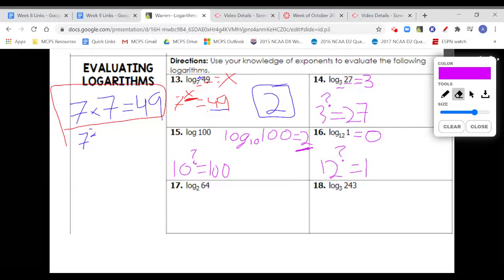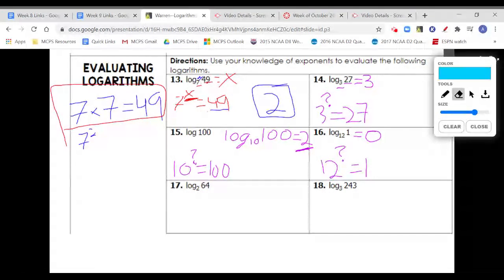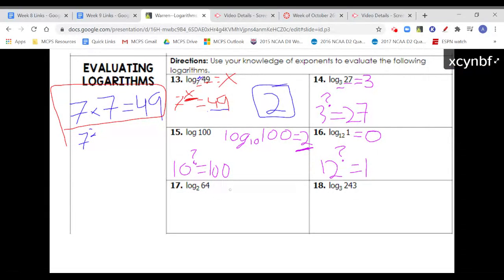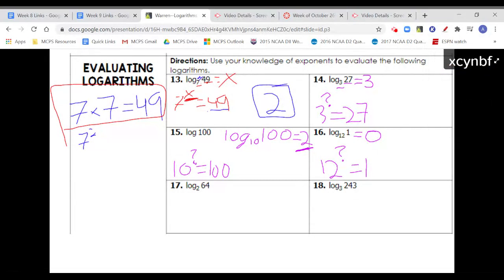We are now moving on to number 17. So log base 2 of 64, what is that equal to? Here I am trying to... why is this not writing? Oh, I'm on eraser, that's why. Okay, log base 2 of 64.